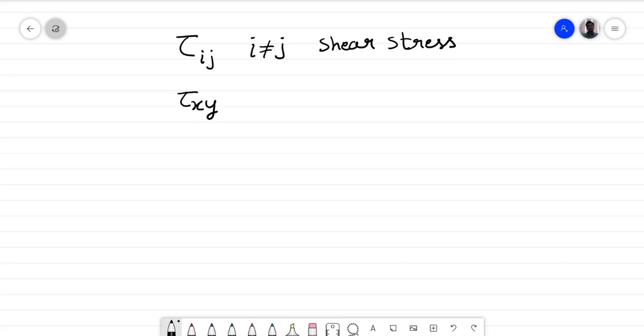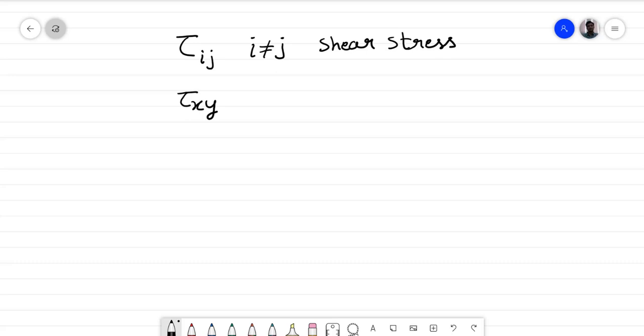In the last class, we talked about the stress and strain relationship. We said that for a fluid, shear stress tau, or tau ij, where i is not equal to j in general, or for 2 dimensions we can say tau xy, which is the shear component. Let me write it. Tau ij, where i is not equal to j, is the shear component of the stress tensor.